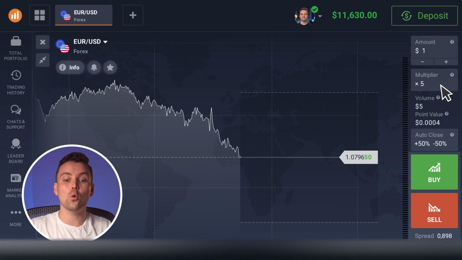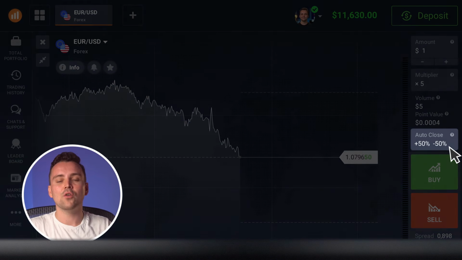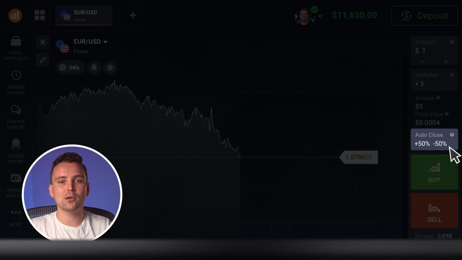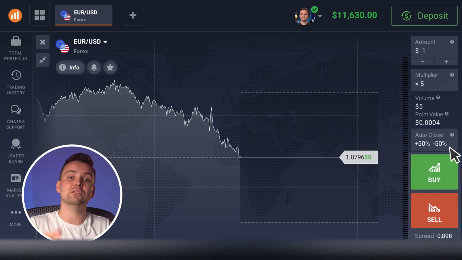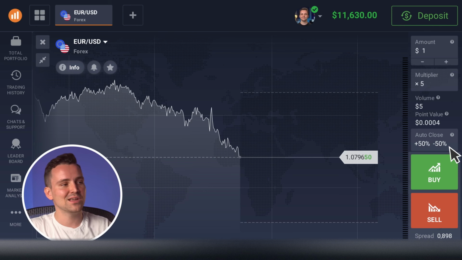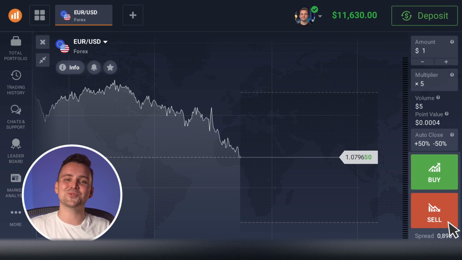You can also set auto-close parameters for your trade to manage potential risks. The auto-close feature includes stop-loss and take-profit orders. You may either use the default parameters, 50% for stop-loss and 50% for take-profit, or set these parameters according to your own preferences. Press sell to enter a short position, and voila! Now you should only wait for the result. And if your speculation is correct, you will get a positive outcome.